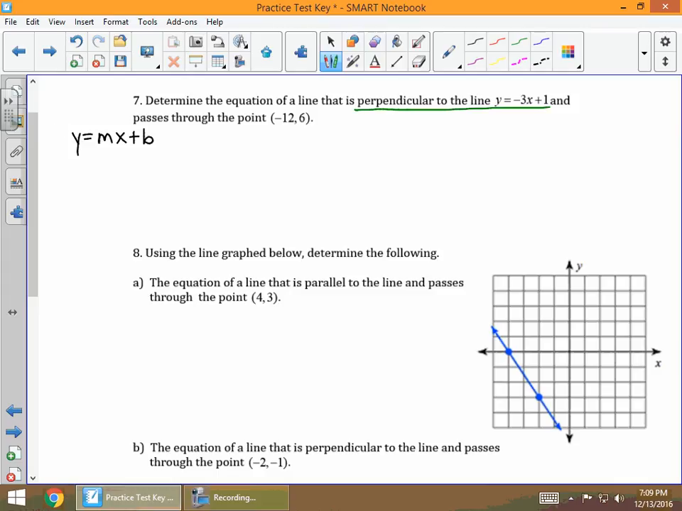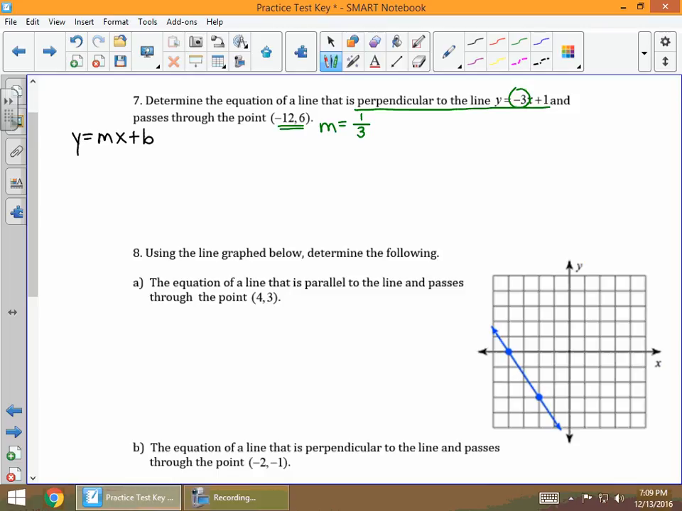Well, the slope of this line is -3, or -3/1. But if my line has to be perpendicular, then the slope that I need to use has to be the opposite reciprocal to -3/1, which is +1/3. So that is my slope. And again, it tells me to use the point -12,6.